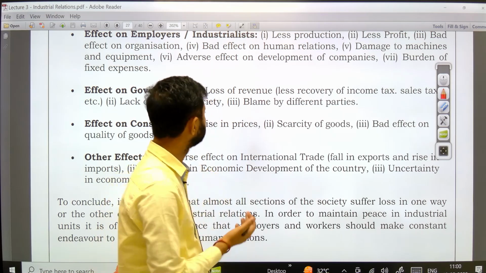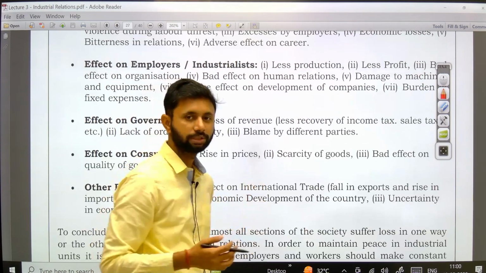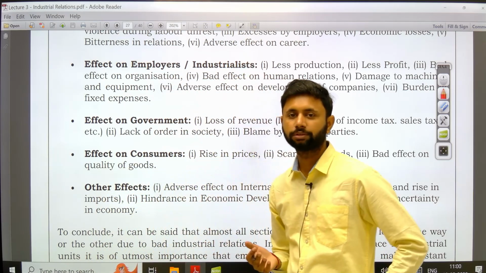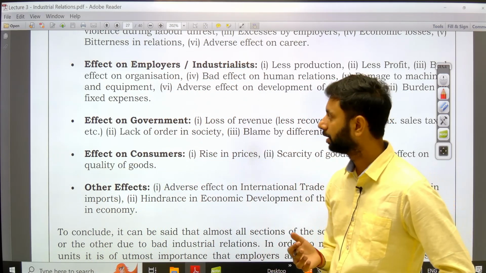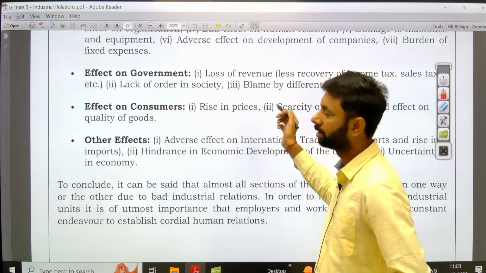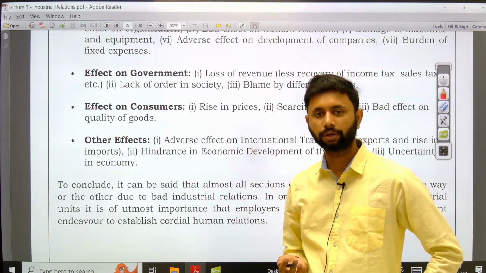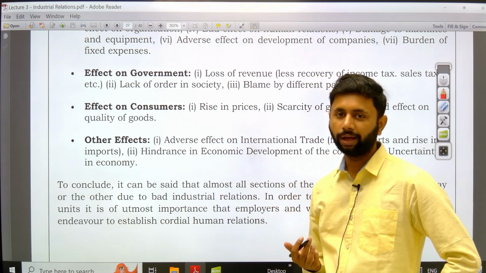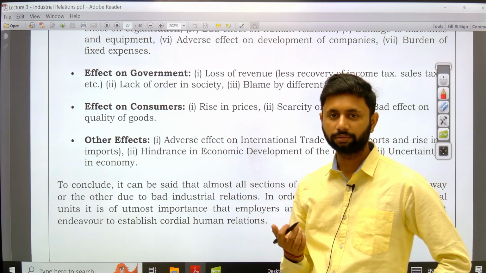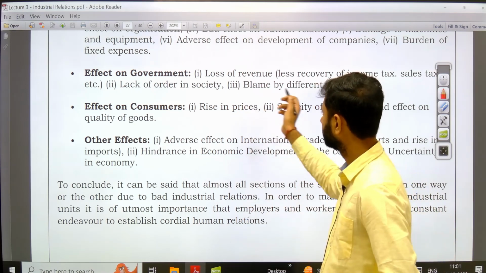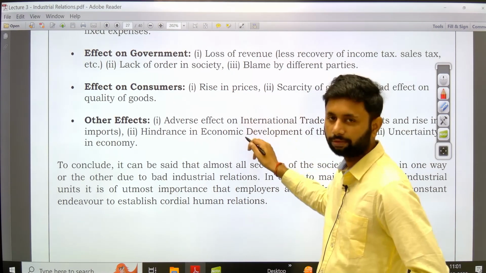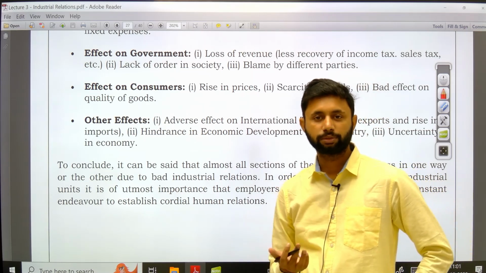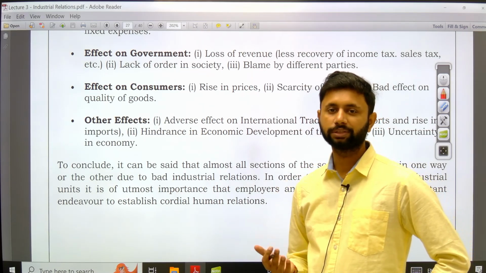And obviously, if the company is listed on the stock exchange, the company's stock will get hammered. Effect on government: when the industry will not work, the revenue will not be generated, the profits will not be there, and the cut of the government in taxes will not be there. So, loss of revenue. Lack of order in society: obviously it will become a law and order situation if the labor unrest continues to persist.